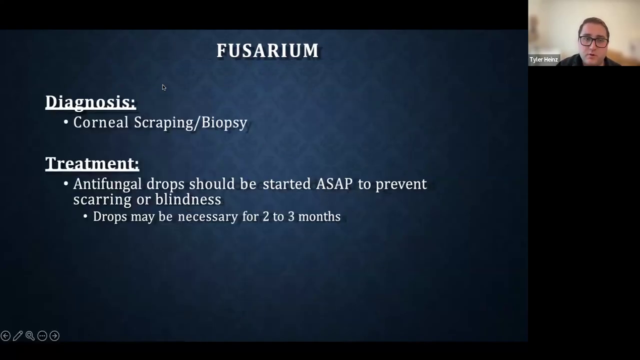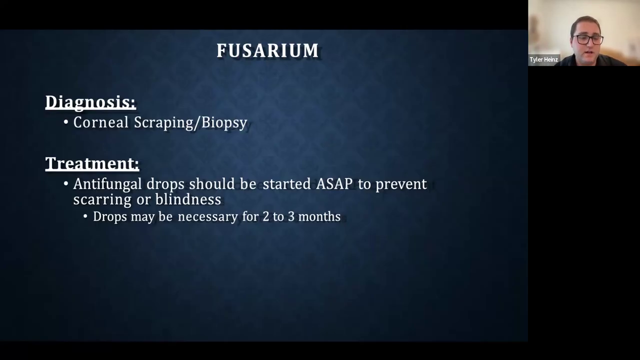So, of course, we could always do our corneal scraping, biopsy, but again, history is going to be the big thing here. You always want to make sure you get a good history. And of course, you could do antifungal drops. They should be started ASAP to prevent scarring or blindness. Drops may be necessary for 2 to 3 months, though. So, fungal infections in ophthalmology, very, very rare. We don't see it very often.